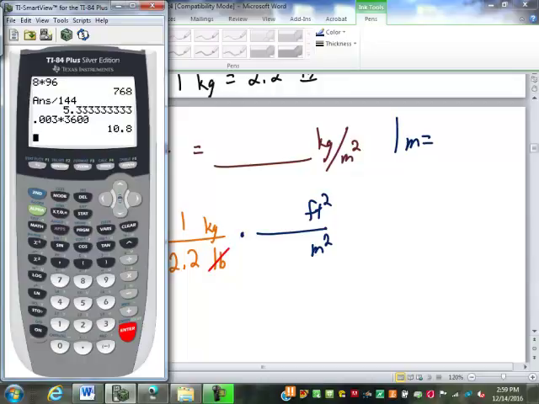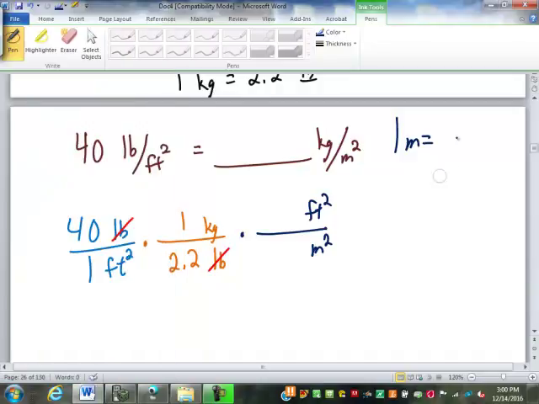Well, 1 foot is 12 inches. Let's do this. 100 centimeters times 2.54 would be 254. Oops, I had that wrong. 100 centimeters divided by 2.54, I should say, is 39.37 inches in a meter. Divided by 12 is going to give us 3.28 feet in a meter.